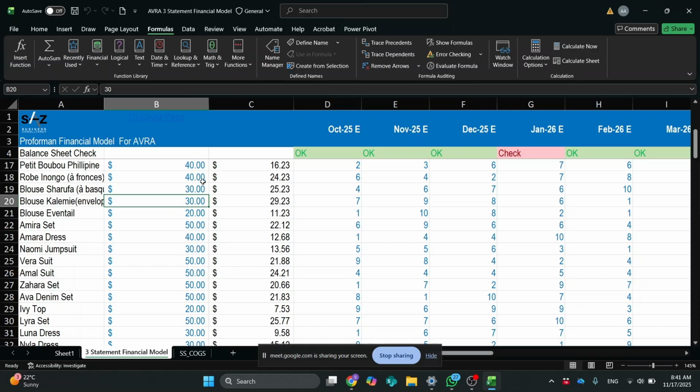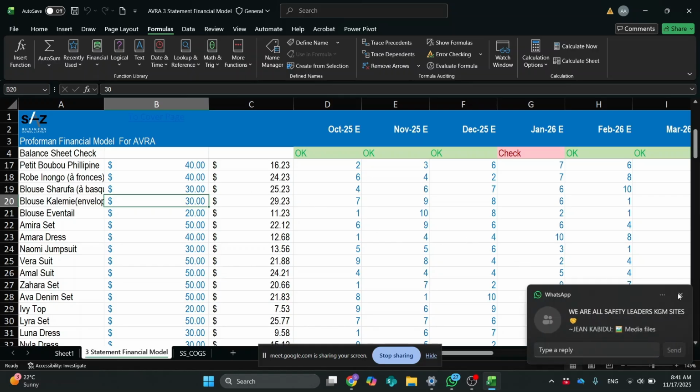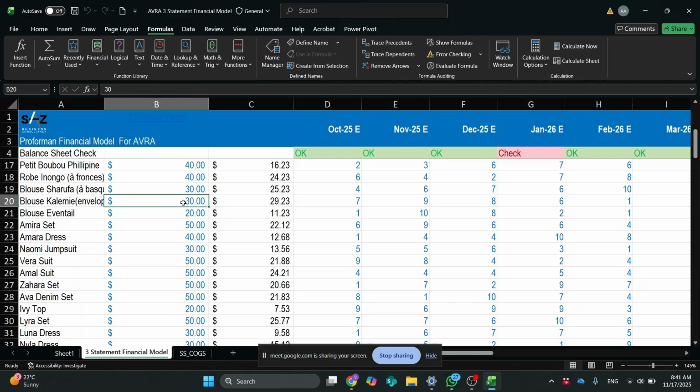Wait, let me understand correctly. This blouse is $30, right? Yes. Will this $30 include the 16%, or is it exclusive? It's outside the $30. Mm, yeah, it is included. That's why I'm saying we need to remove it.